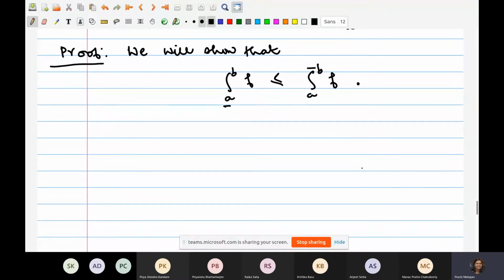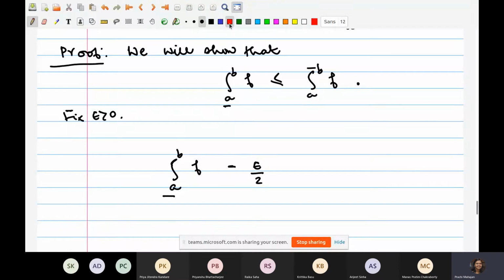How do we do this? So I'm going to do the following. Fix an epsilon positive and let me consider the following quantity. I'm going to consider the lower integral of f minus epsilon by 2.